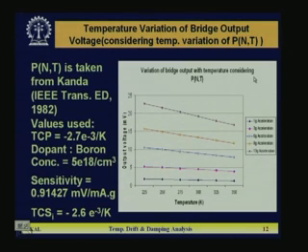if you calculate, then we found that for boron doping concentration 5 into 10 to the power 18, TCP is minus 2.7 into 10 to the power minus 3 per Kelvin, and sensitivity is 0.91427 millivolt per milliampere G. TCS is minus 2.6 into 10 to the power minus 3 per Kelvin. Now, for different G, 1 to 13 G, you have calculated the variation of the bridge output with temperature considering P(N,T).